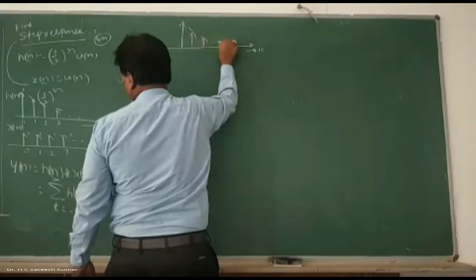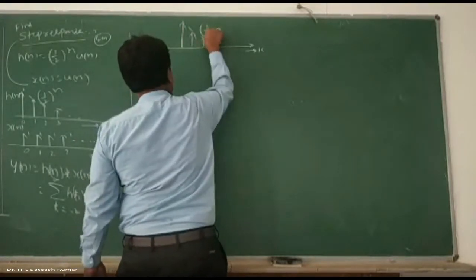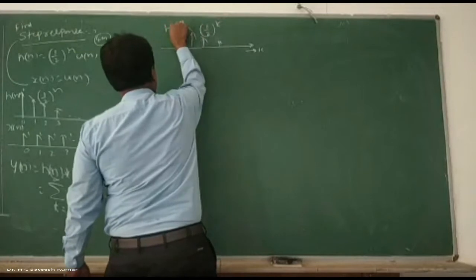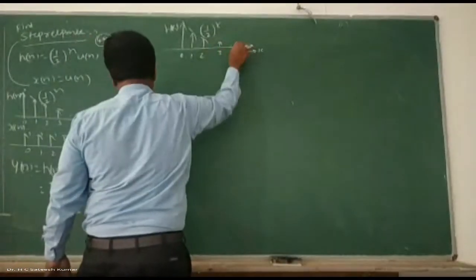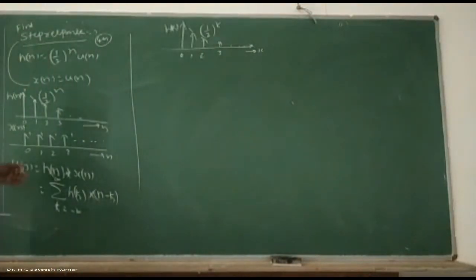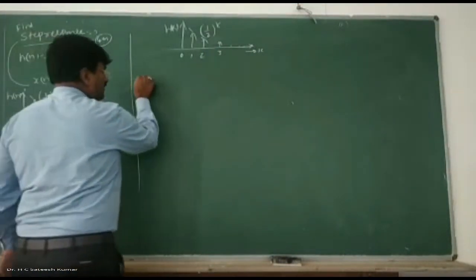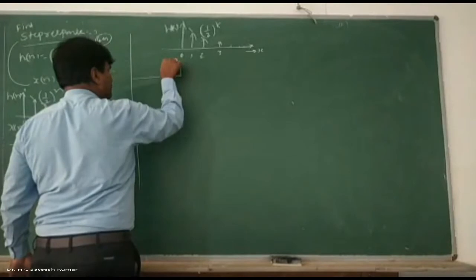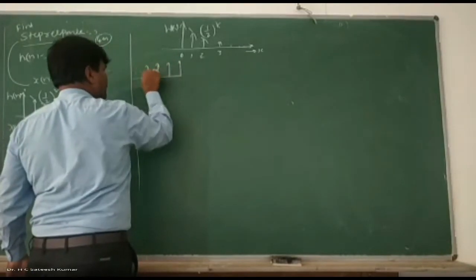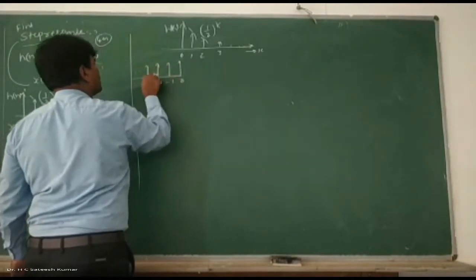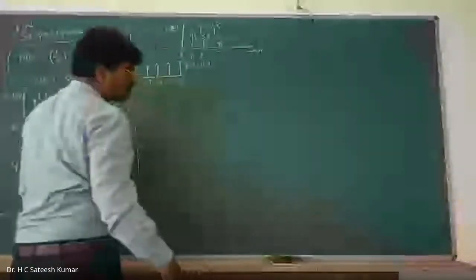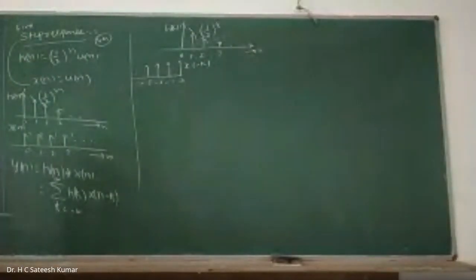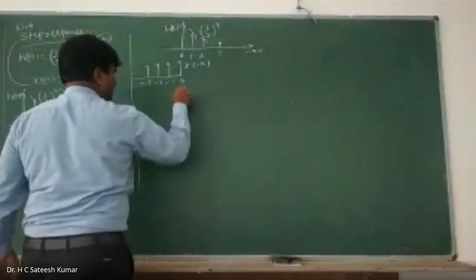The variation we call half to the power of k. This is your h of k: 0, 1, 2, 3, and so on. x of minus k is from where to where? 0, minus 1, minus 2, minus 3. So the 0th value will be taken as n.